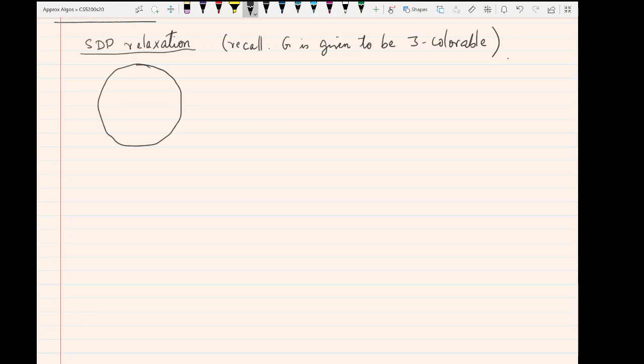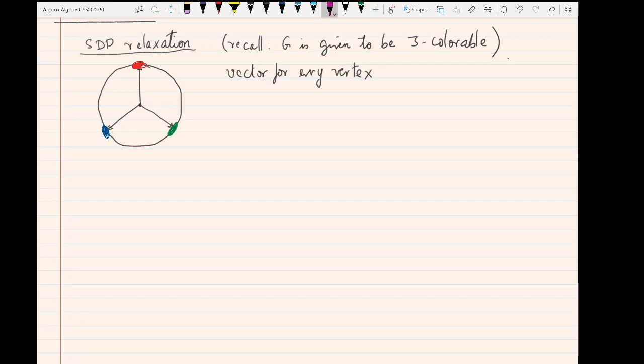So let us look at the following. What would be a valid arrangement of the vectors corresponding to a 3 coloring? If I had a vector for every vertex, I could have used the following in 2 dimensions. Okay. That is, I want to color it using 3 colors. So all the reds, for instance, go here, all the blues go here, and the greens are here.